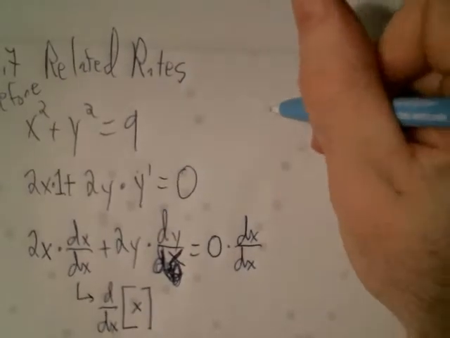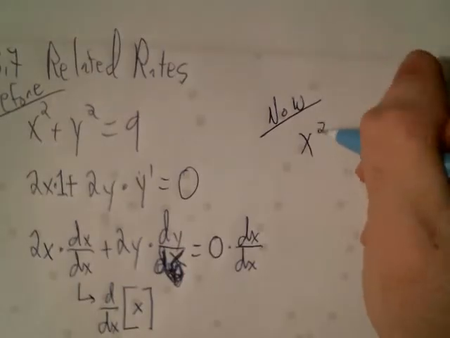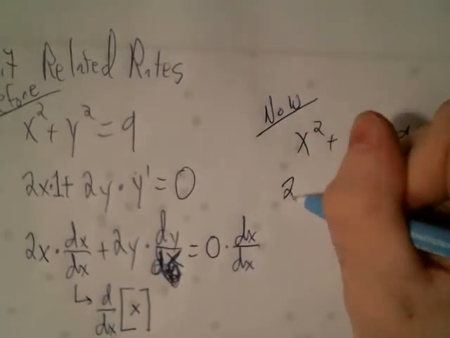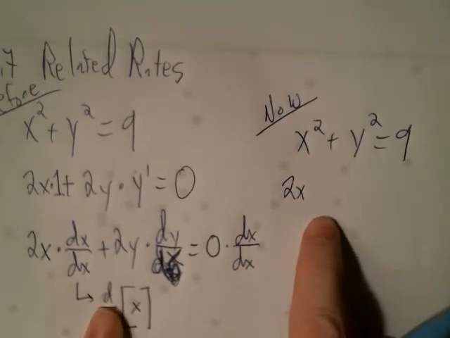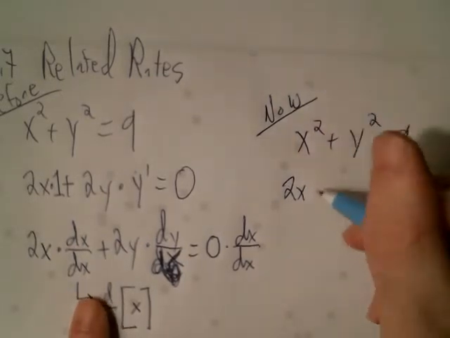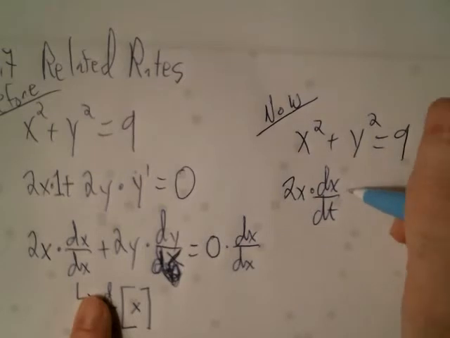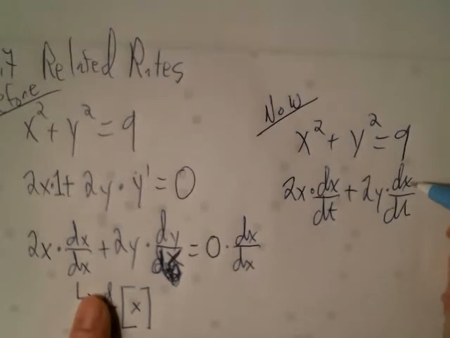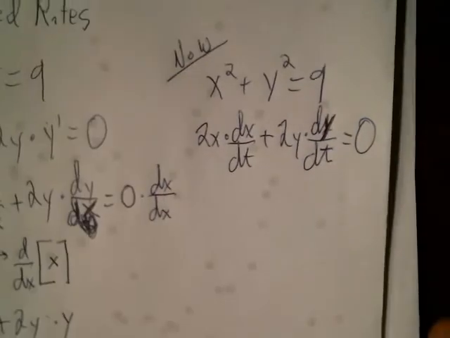The deal now is we're actually differentiating with regards to a third variable, which is time. So when I take the derivative, I'll have 2x, and then here you technically have to write dx with respect to dx, but if I'm differentiating with respect to t, I'm going to have to write dx with respect to t. Right? And then plus 2y times the derivative of y with respect to t. On the other side, the derivative of a constant with respect to any variable is just going to be 0.